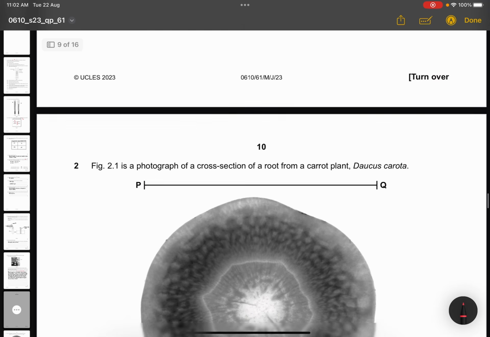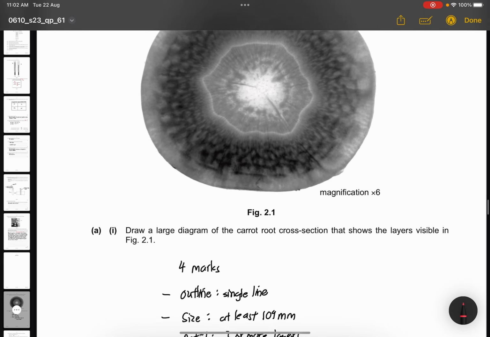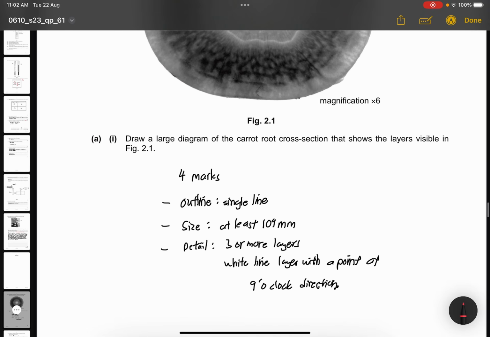Okay. Part 2, question 2. Figure 2.1 is a photograph of a cross-section of a root from a carrot plant, Daucus carota. So part 1, draw a large diagram of the carrot root cross-section that shows the layers visible in figure 2.1. So 4 marks: outline a single line, size at least 109 millimeters, 3 or more layers, white line layer with a point at 9 o'clock direction.